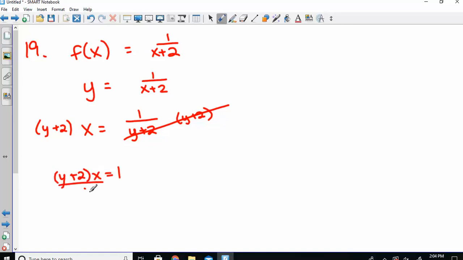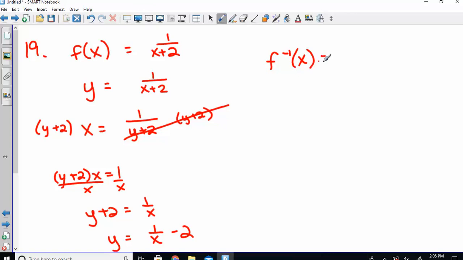So if you had this and divided by x, you get y plus 2 equals 1 over x. So you get y is 1 over x with a minus 2 on the end. If you distributed first, you will get 1 minus 2x over x. So either of those answers, they're equivalent for your inverse. Yeah, that's what I got.